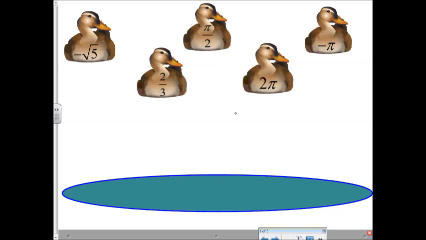Let's start with the square root of 5, or the negative square root of 5. We know that this is in between the square root of 4, which is 2, and the square root of 9, which is 3. So it's somewhere in the negative 2 point something range. We plug it into our calculator and we find out that negative root 5 has a rational approximation of negative 2.24.